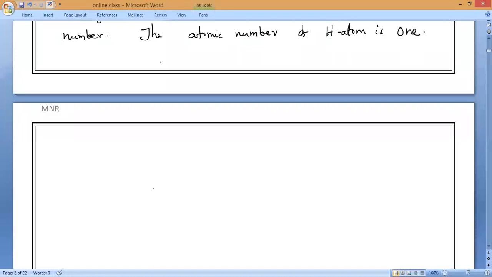First isotope. Structure also I will draw. You have to draw structure also, even in exam. First, A: H 1, 1. Next, B: H 1, 2. C: H 1, 3. So now, totally how many isotopes? 3 isotopes.